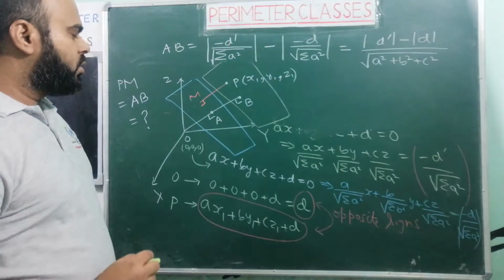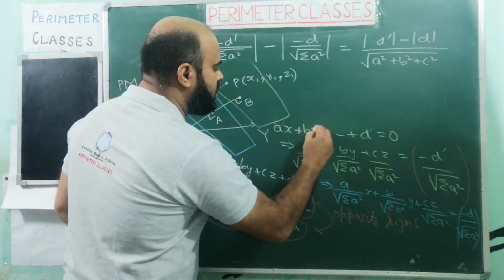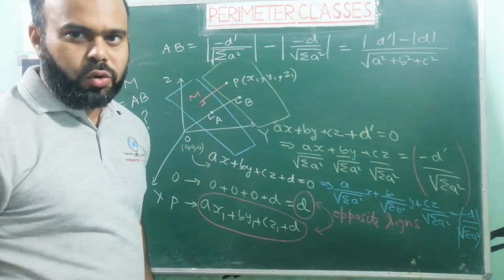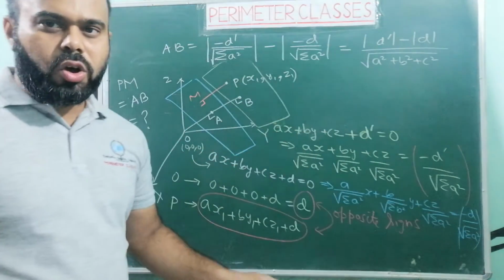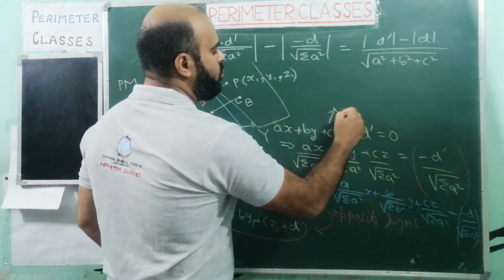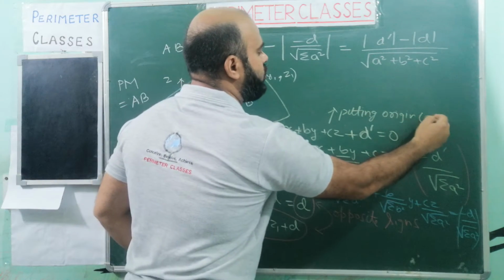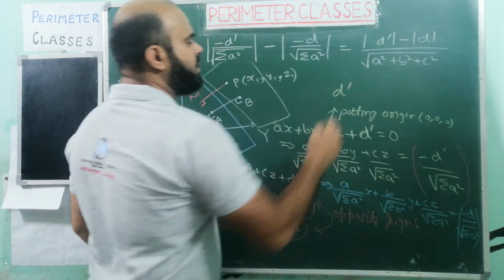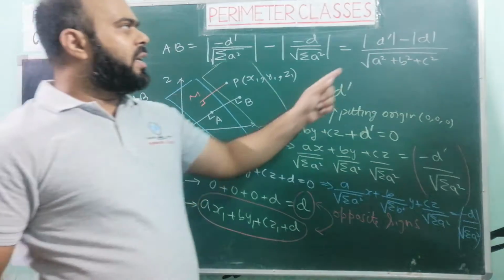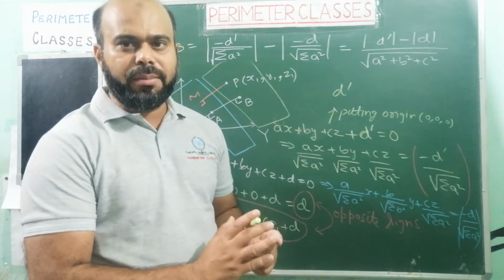when we put the origin in this equation, ax plus by plus cz plus d dash is equal to 0. If we put the origin over here, that is 0 0 0, what do we get? We get the value d dash, right? Now we have to decide what to take after eliminating the mod.